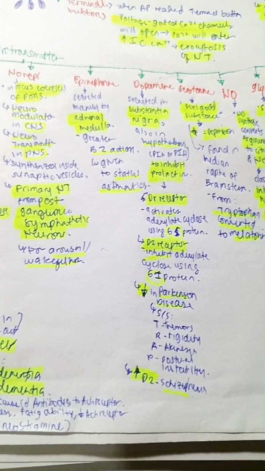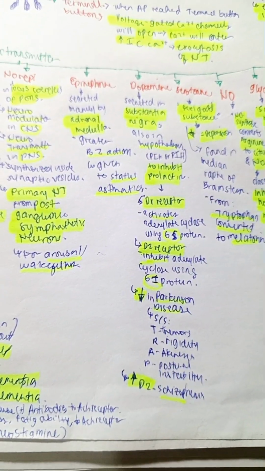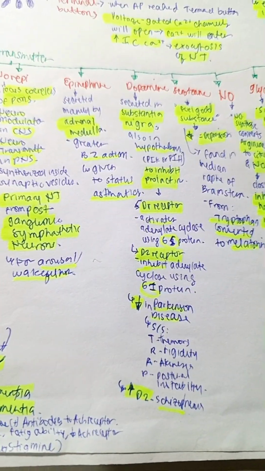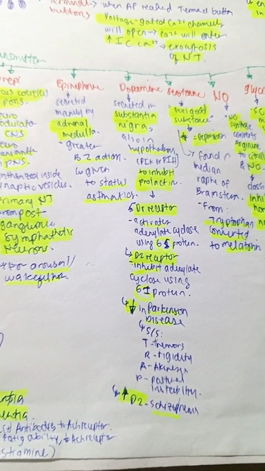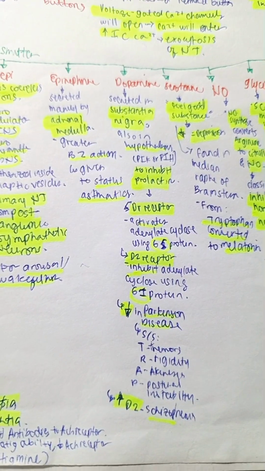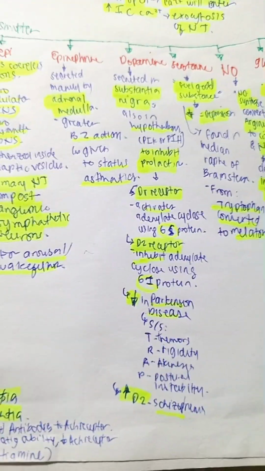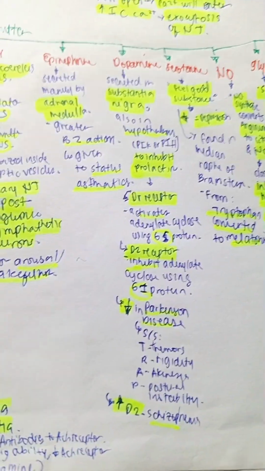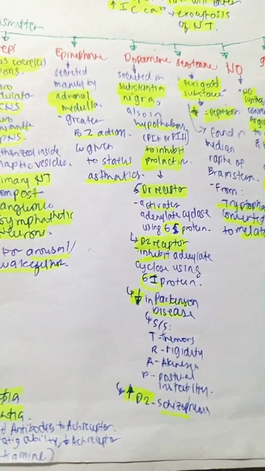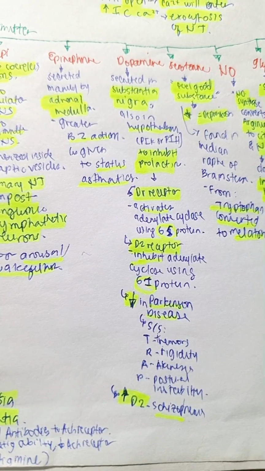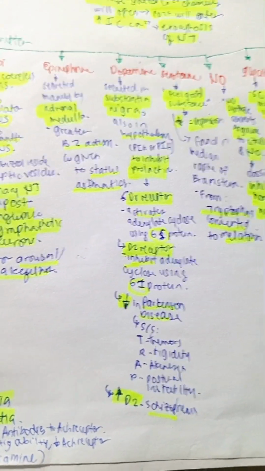In what conditions can we see a decrease in dopamine level? It can be seen in Parkinson's disease. And remember the symptoms of Parkinson's disease include the mnemonic TRAP. So there will be tremors, rigidity, akinesia, and postural instability. And where can we see an increased level of D2 receptor? In schizophrenic patients.